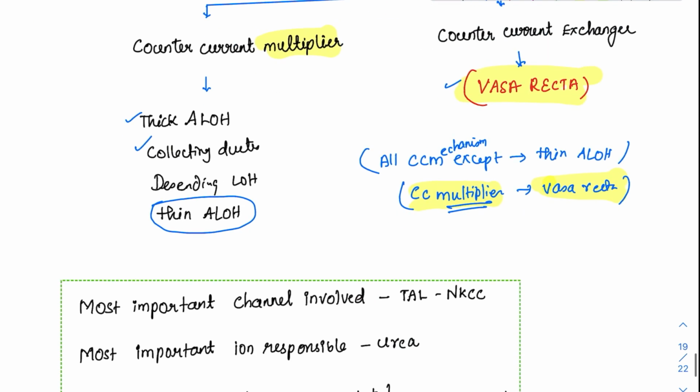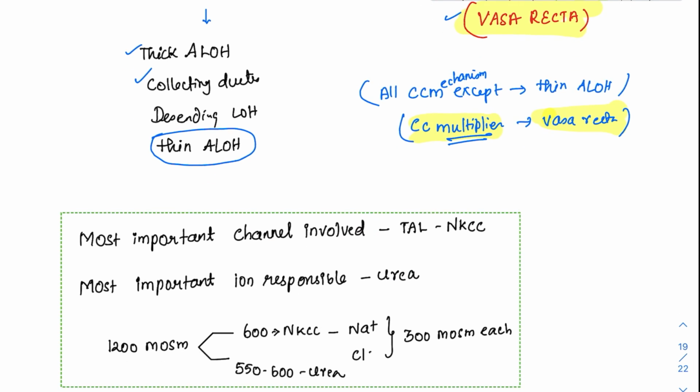So now coming to some facts. What is the most important channel involved in this mechanism? All of us know which channel is present in the TAL. This is such an important channel. It is involved in various mechanisms, and it is involved in the countercurrent multiplier also. So the important channel involved here is NKCC. Then they will ask which ion is contributing maximum. Which single ion? Here the answer is urea.